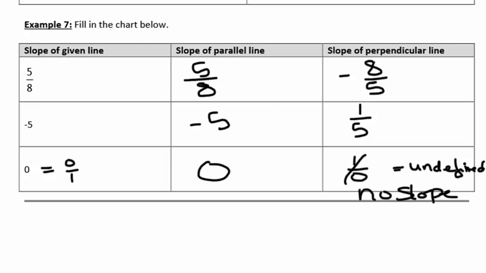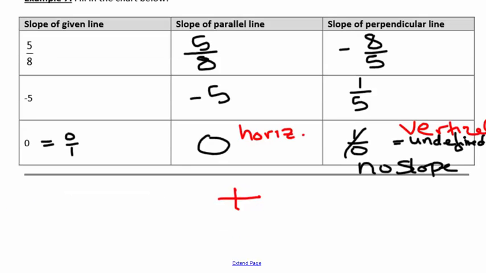Now recall that a line that had slope of 0 was horizontal, and a line that had no slope is vertical. And horizontal and vertical lines are perpendicular to each other. You can imagine a horizontal line going straight across, a vertical line going straight across in the other direction, and they do form a 90-degree angle. That's the end of our section on slope.